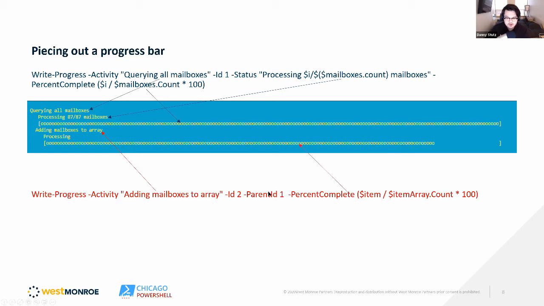And then PercentComplete, same thing. It's iterating through an item array, which is all of the mailboxes, going through a loop and counting how many there are. Pretty simple.